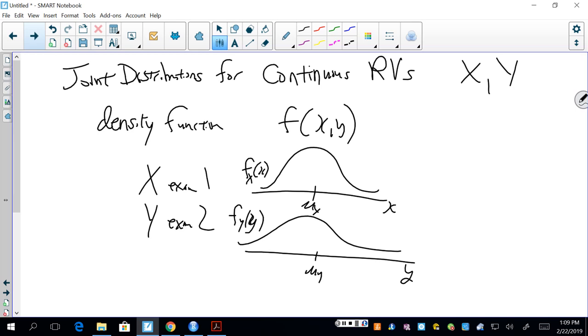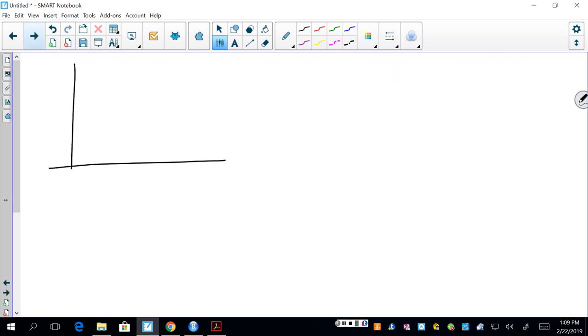But people take both exams, right? So there's a distribution of these things together. And it's hard to picture that. But if you imagine you had a bunch of scores of something, you might have your x value and your y value if you plotted it.